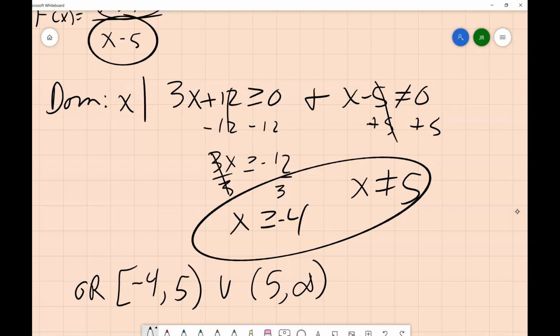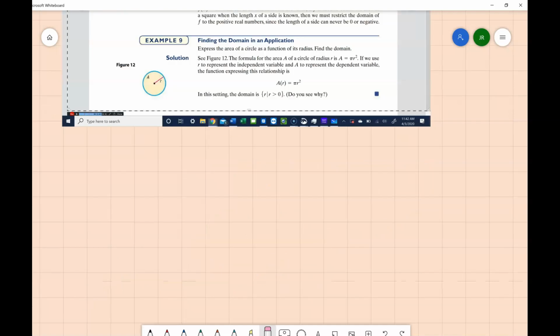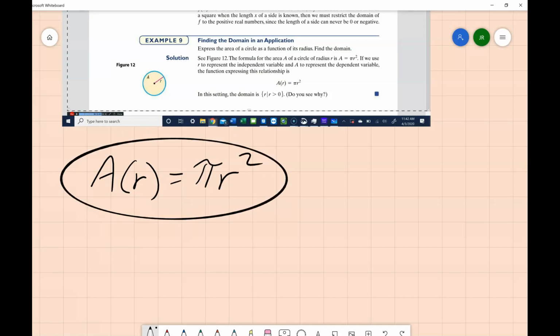And that's another way to express that domain. Look at example 9. It says finding the domain in an application. In other words, in some sort of real life situation. It says express the area of a circle as a function of its radius and find the domain. Well, the area of a circle as a function of the radius, A of r, is equal to what? It's equal to pi r squared. So that is the area of a circle as a function of its radius.